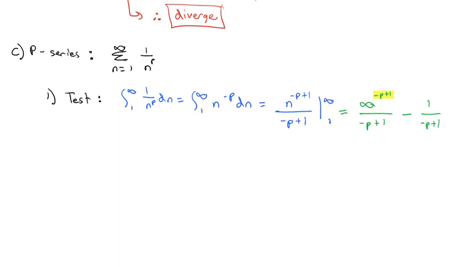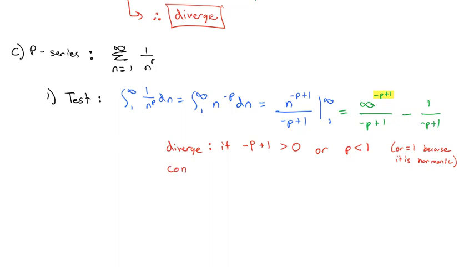So this means it will diverge if the exponent, negative p plus 1, is greater than 0, because if we have a positive exponent, then it will diverge. And if we solve this by subtracting 1 and dividing by negative 1, if p is less than 1, or really, less than or equal to 1, because if it's equal to 1, it is the harmonic series. We already know the harmonic series, 1 over n, diverges very slowly, but it diverges.